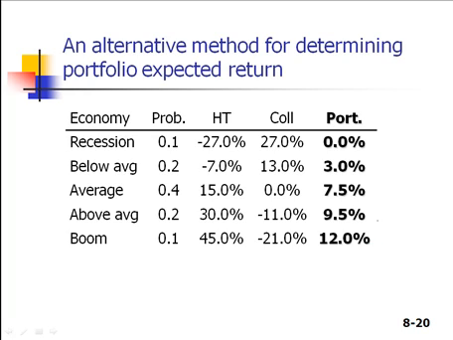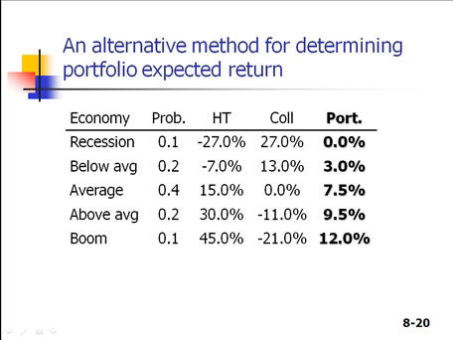We just go line by line through this table here, and we see that, let's say in the case of the recession, the high-tech stock would earn negative 27%, and the collection stock would earn positive 27%. So we take a weighted average. It's a 50-50 mix, so 0.5 times negative 27%, and then 0.5 times positive 27%. Add those 2 together, and of course you will get 0%. The positive and the negative will exactly offset each other.